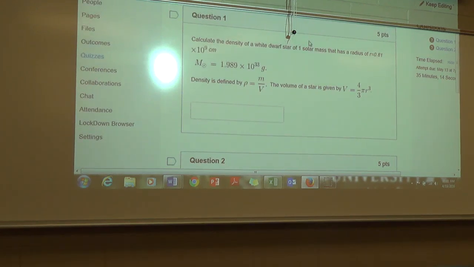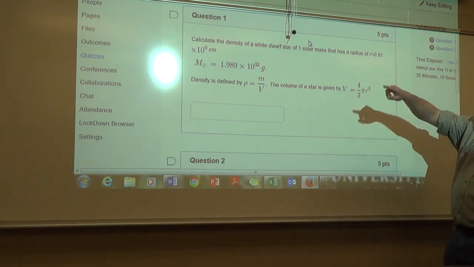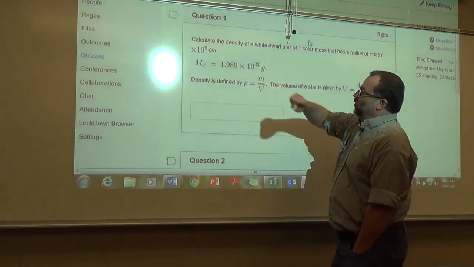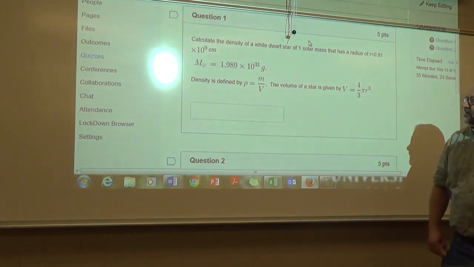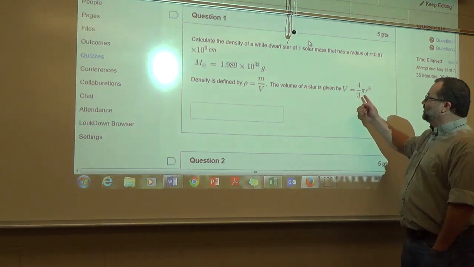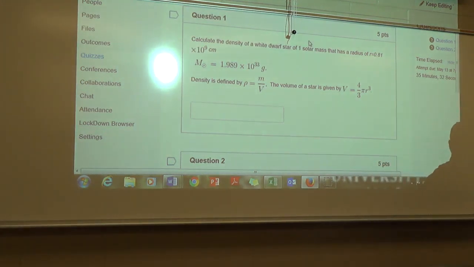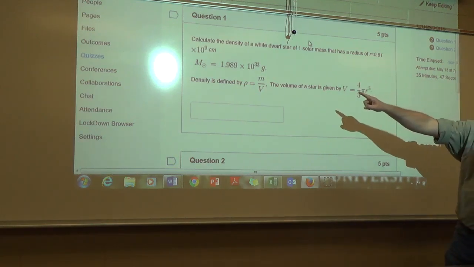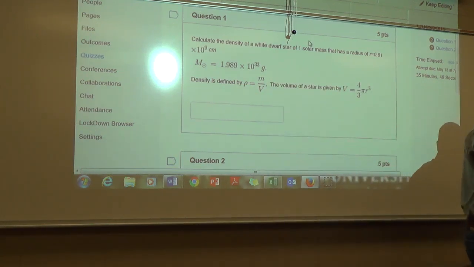All right, so in chapter 15, first problem, we have a radius of 0.81 times 10 to the 9th. We have a mass of 1.989 times 10 to the 33rd. We're going to calculate the density, which is mass divided by volume, where volume is 4/3 pi r cubed. This is exactly like the problem we did earlier, just different numbers. It's just calculating the density of a sphere. We've got its radius, we have its mass, and we just have to calculate its density.